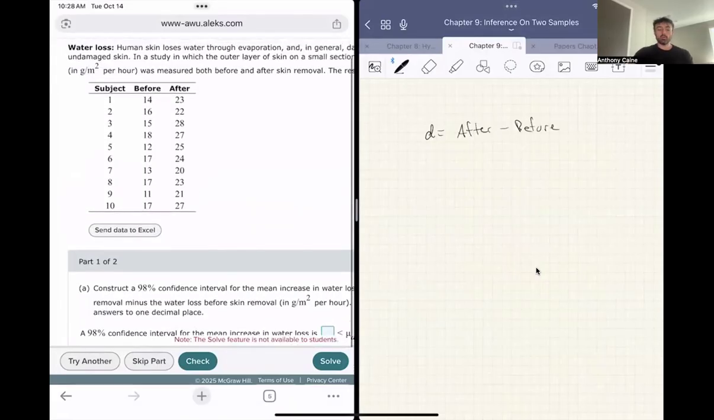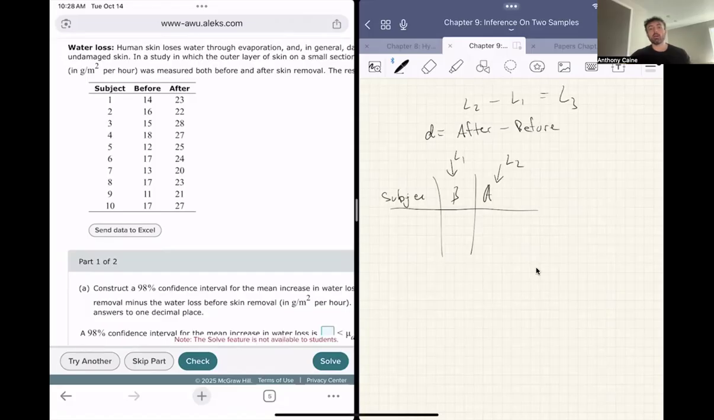If you were to put this stuff in your calculator, we have subject, which you don't put in your calculator. We have before and we have after. If you put this in as L1 and this in as L2, what this is saying is you have to do L2 minus L1 to get the data that you care about in L3. Or you can read the problem and say, I want to enter my after column into L1. You could do that too. It doesn't matter, but you just have to be consistent with what they say. And what they say is the difference you're looking for is after minus before.